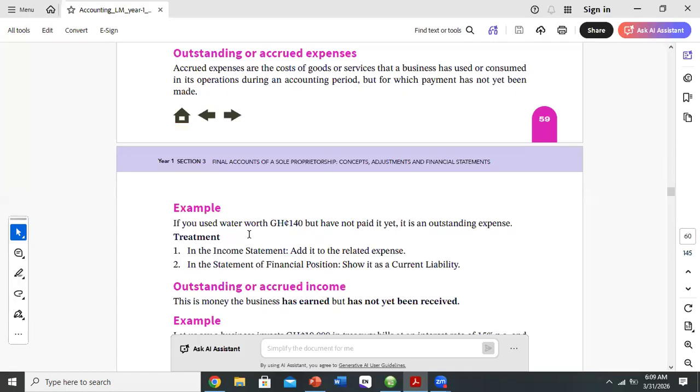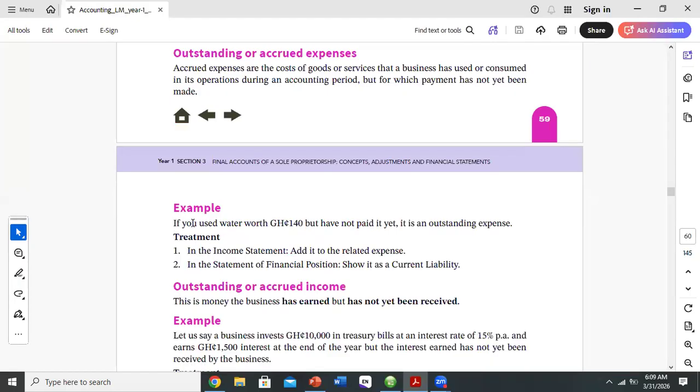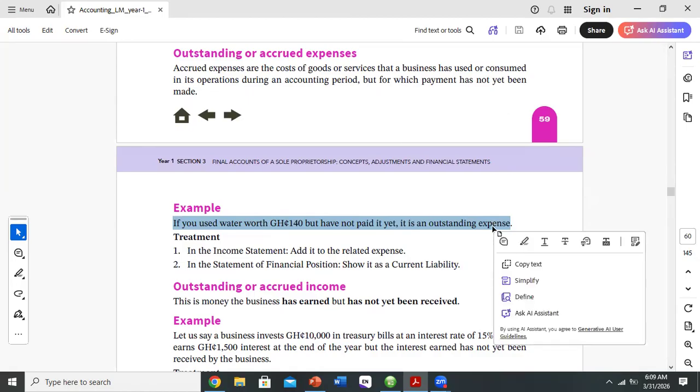So it says that if you used water worth 140 Ghana cedi but have not paid it yet, then it is called an outstanding expense. For those of us in these kinds of settlements, we call them compound houses. At the end of the month, whoever is in charge disburses the arrears or the outstandings on water bills for us to settle.